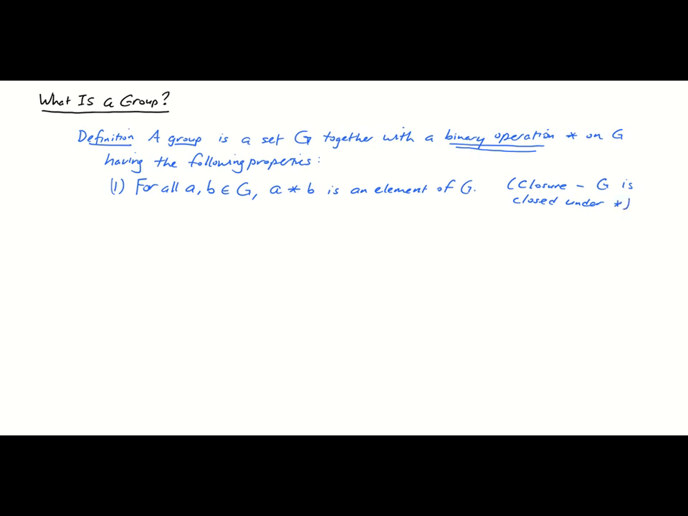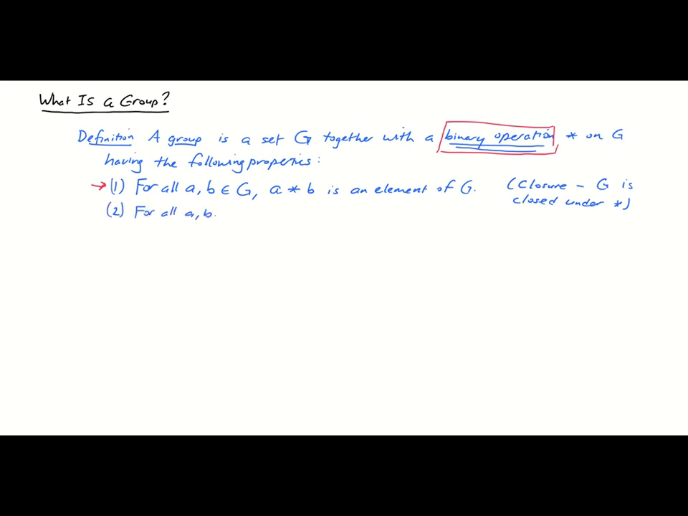Now you recall that what I just stated here, that G is closed under the operation star, is actually part of the definition of having a binary operation on G. That is, if property 1 isn't true, then I can't really say that I have a binary operation. So technically stating this property is unnecessary, but it's a nice thing to keep in mind as we're checking whether something is a group or not. Okay, property 2.